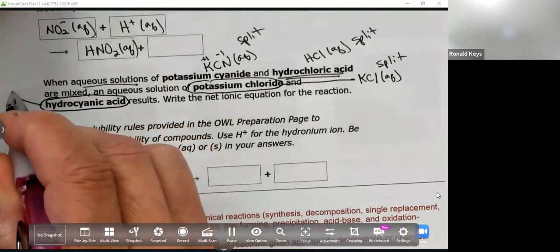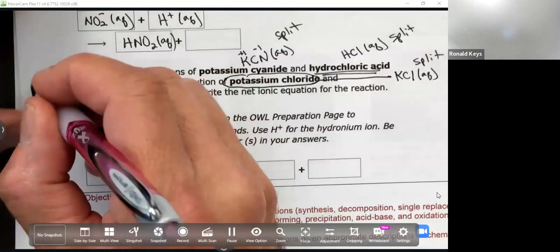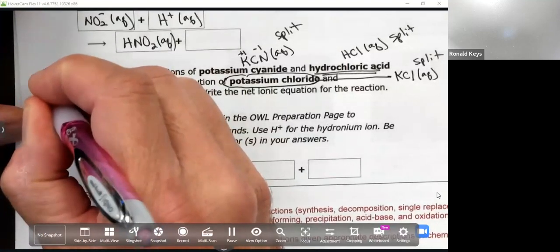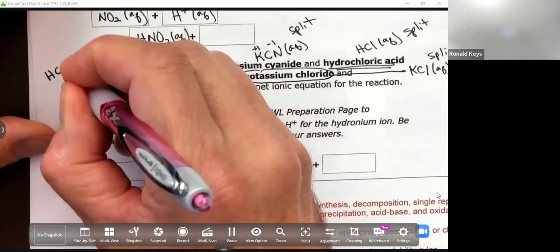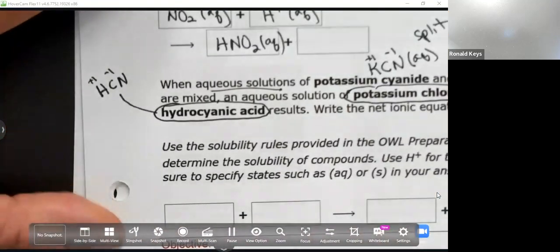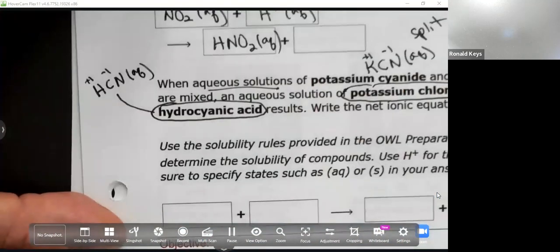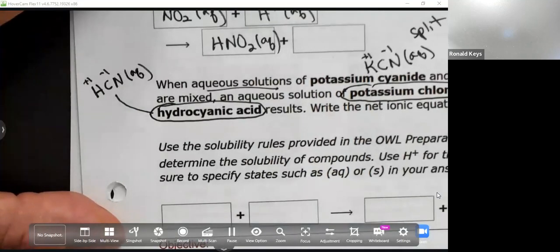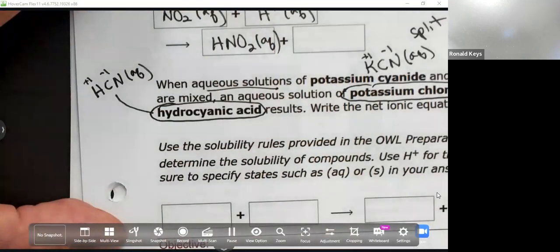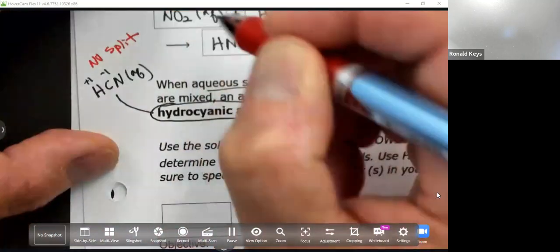Hydrocyanic acid. It's an acid, starts with hydrogen. And we need cyanide, +1, -1. This is still aqueous. It's in water solution. It's an acid. Is it going to split? Is it on the list for strong acids? No, no split. It's not a strong acid.